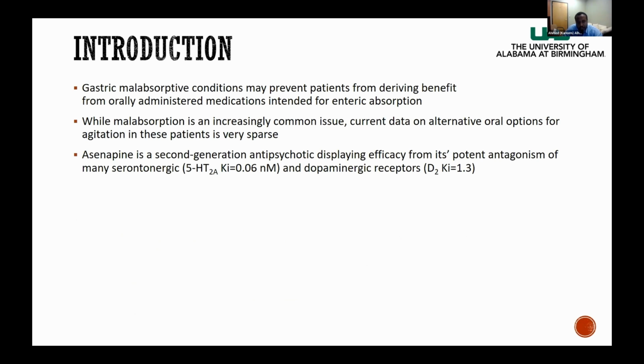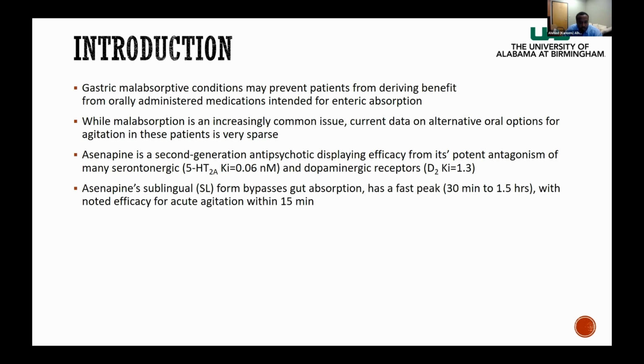So asenapine is a second-generation antipsychotic with a good efficacy on the dopamine receptors. And it has a sublingual form which can bypass the gut absorption and can do that pretty quickly, within 15 minutes, if you want to control acute agitation.